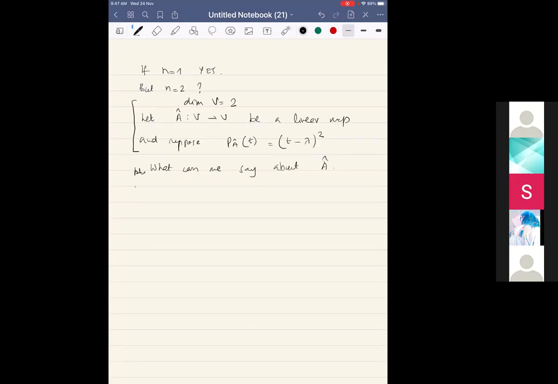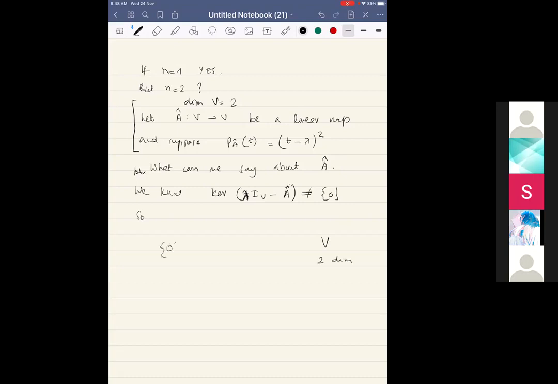Well, we know one thing. We know the kernel of lambda IV minus A hat is non-zero, right? Because if I substitute T equal to lambda, the characteristic polynomial vanishes. So the kernel is non-zero. So what are the possibilities? V is two-dimensional.